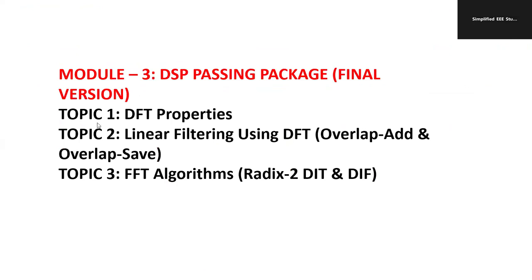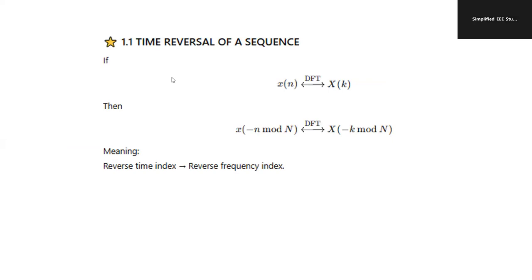So the first topic is DFT properties. Coming to the second topic, that is linear filtering using DFT. So we are mainly focusing on the overlap add and overlap save methods. The third topic is the Radix-2 FFT algorithm. So these are the three important topics which come under module number 3. Kindly follow these topics, which will be really helpful from your exam point of view.